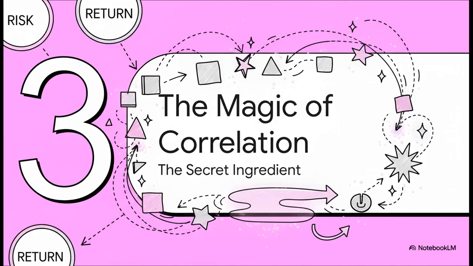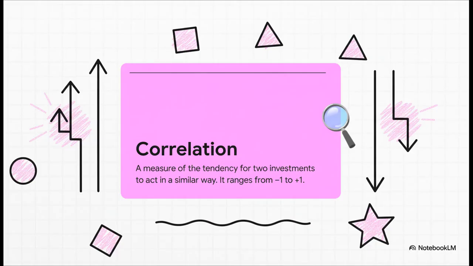Okay, so we've got our two main building blocks, risk and return. But now it's time for the secret ingredient, the thing that ties this whole thing together. Because the real magic isn't just in the assets themselves, it's in how they relate to each other. And that secret ingredient is called correlation. It's a simple score, from -1 to +1, and it just tells you if two things tend to move in the same direction, opposite directions, or if they have no relationship at all. Trust me, understanding this one little concept is the key to everything.